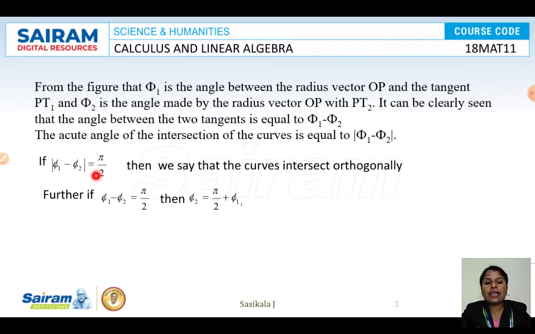Therefore, you can conclude that the angle between the two curves which you need to calculate is nothing but the modulus of phi 1 minus phi 2. Then if the modulus of phi 1 minus phi 2 is equal to pi by 2, which is 90 degrees, we can say that the curves intersect orthogonally. The two polar curves intersect orthogonally when the modulus of the difference of these two angles is 90 degrees. That means if phi 1 minus phi 2 is equal to pi by 2, then phi 2 is equal to pi by 2 plus phi 1. This is another way of expressing it.